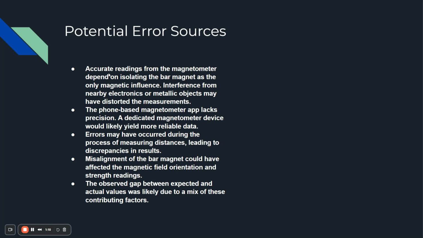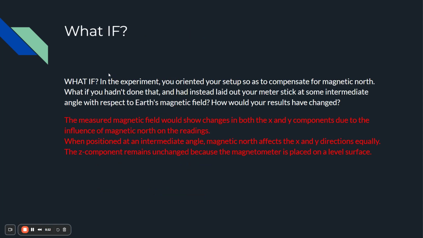The magnetometer app on the phone maybe didn't have good accuracy and might have changed some of the numbers a little bit. Nearby electronics or magnetic materials could have interfered as well. Errors may have occurred during the process of measuring distances, which could have also led to a difference in results. Misalignments of the bar could have affected the field orientation and strength readings. The observed gap between the expected and actual values was likely due to a mix of all of these contributing factors.